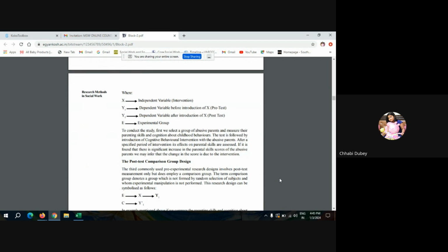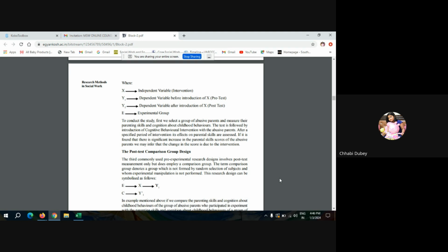Now, basically, after this design, we go on to the next design that is known as the post-test comparison group design. The third commonly used pre-experimental research design involves post-test measurement only, but does employ a comparison group. That is, the term comparison group denotes a group which is not formed by random selection of subjects and on whom experimental manipulation is not performed.